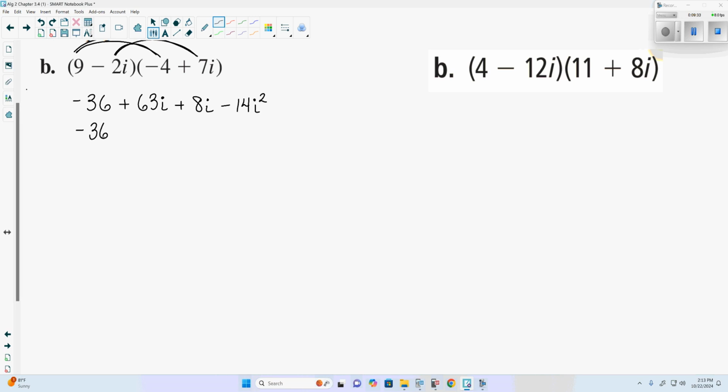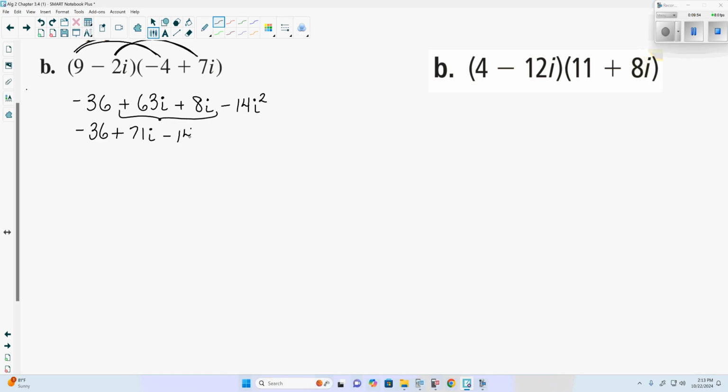Questions on this here before we move on to the next step? Well, there's a few things we can do here. One is we can combine like terms, because 63i and 8i are like terms, and 63i plus 8i is going to be 71i.